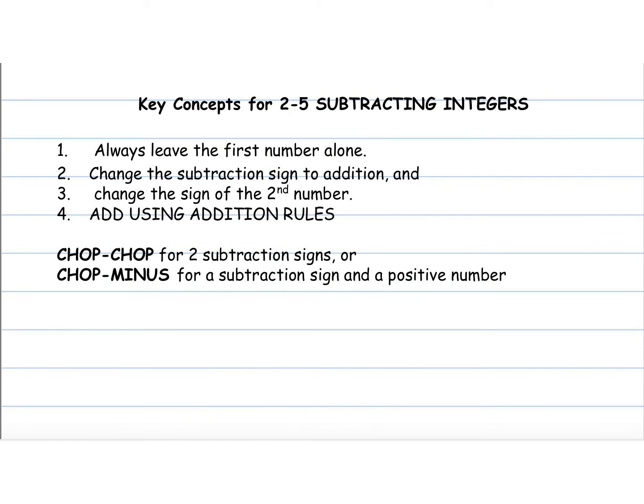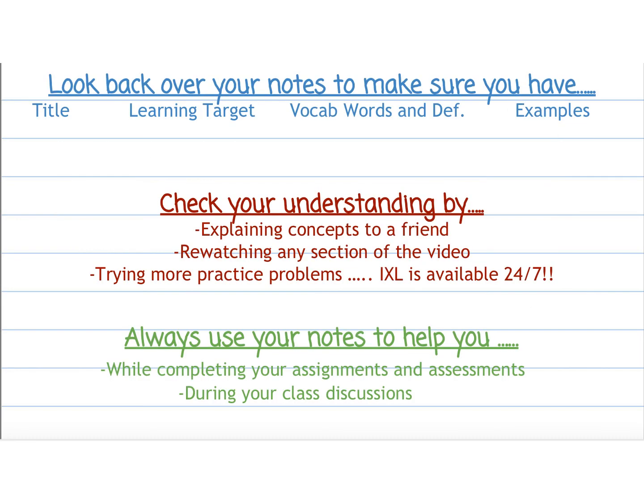Just like we had for adding integers, make sure that you write this part down. This is what we want to remember, subtracting integers. So key concepts, this is your big takeaway from this video. 1, always leave the first number alone. 2, change the subtraction sign to addition. 3, change the sign of the second number. So if it's a negative, it becomes a positive. If it was positive, it becomes negative. And then add using our addition rules. And you can remember chop chop if you have 2 subtraction signs, and chop minus if it's a subtraction sign and a positive number. So make sure you have that in your notes.